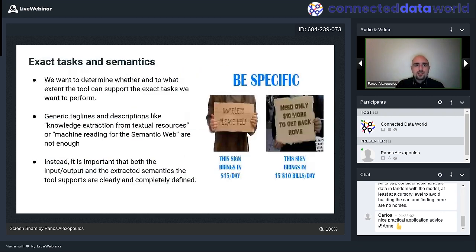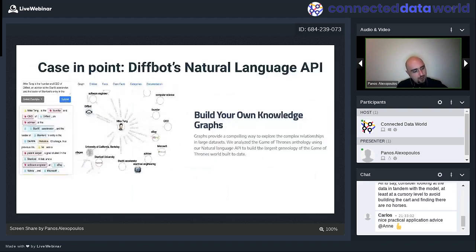And to give you an example about the exact task semantics, I will describe some evaluation that I did as part of my work some months ago, where I had the opportunity to do an evaluation for my company of Diffbot's natural language API. So I don't know how many of you know Diffbot. Diffbot is a company that develops a knowledge graph fully automatically by crawling the web.